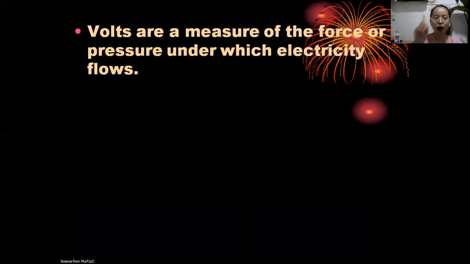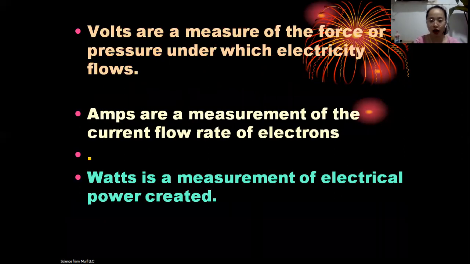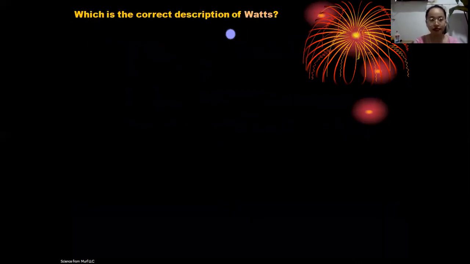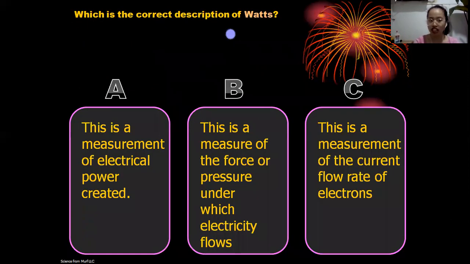Okay, volts are a measure of the force or pressure under which electricity flows. Again, ohms are a measurement of the current flow rate of electrons, and watt is a measurement of electrical power created. Okay, which is the correct description of watts? Is it letter A, B, or C? Very good. It's letter A.